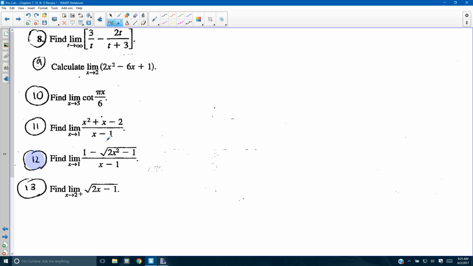Number 12, find the limit as x approaches 1 of this guy. This is irrational and a fraction. All right, let's start by substituting in 1 here, see what we get. 1 minus square root of 2 times 1 quantity squared minus 1 all over 1 minus 1. 1 squared is 1 times 2 is 2 minus 1 is 1. Square root of 1 is 1. We get 1 minus 1 over 1 minus 1, which is 0 over 0. It's an indeterminate. We have more things to do.